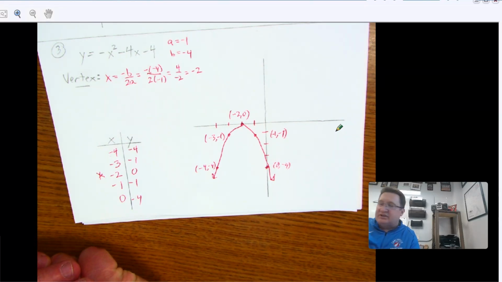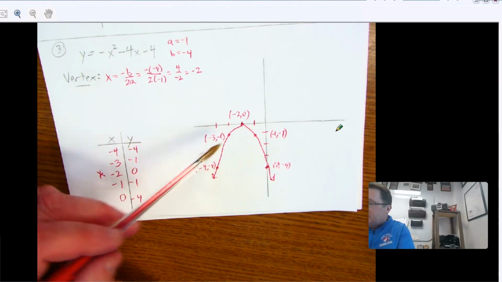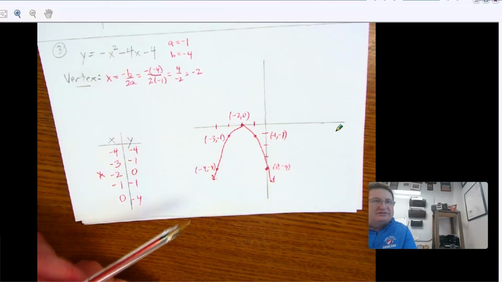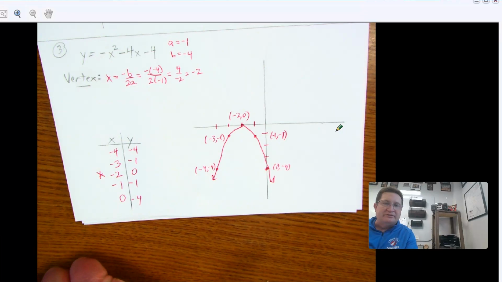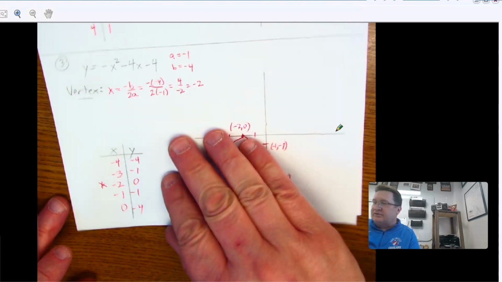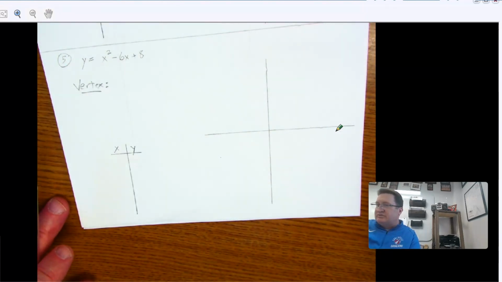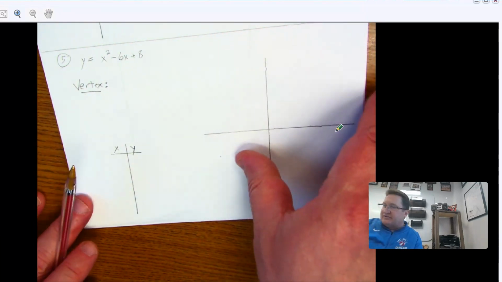We should notice that this one, unlike the other two, has a U shape, but it's opening down. And the reason for that, of course, is that that sign right there in front of the x squared is negative. And so if you have a negative sign in front of the x squared, you're going to find that the parabola opens down. Okay, well we're going to let you do numbers 4, 5, and 6 on your own.